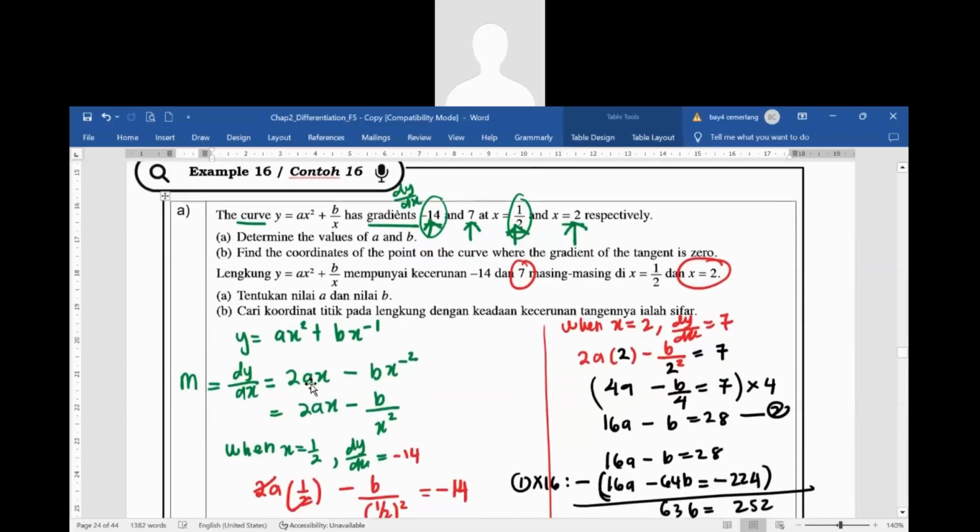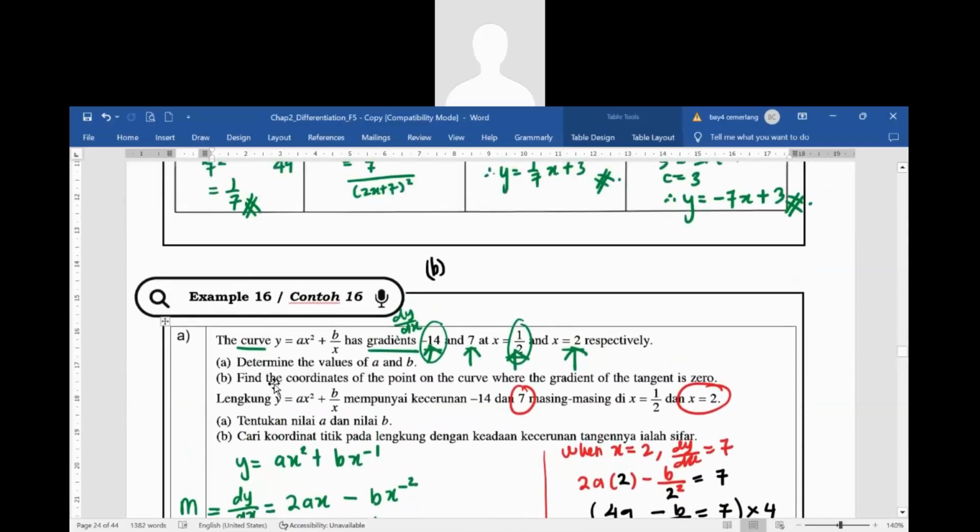Question B, apa dia tanya? Find the coordinate of point. Sekarang dia suruh cari coordinate of point on the curve. Dia suruh cari apa? Coordinate lah. Where the gradient of the tangent is 0. Kena tahu apa dia maksudkan di sini.